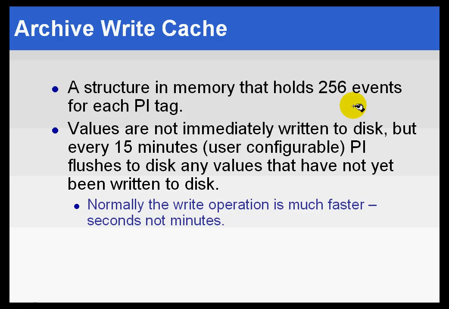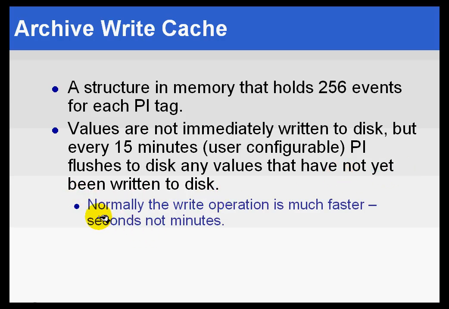Now, you'll notice in discussions of cache that we do have a 15-minute cache flush rate. That is something that's user configurable. That's something you do in the timeout section. But the values basically are not immediately written to disk, but every 15 minutes we flush to disk any values that have not yet been written to disk. Now, that can be a confusing statement. I think the important thing to take from this is this right here. It's going to flush to disk any values that have not yet been written to disk.